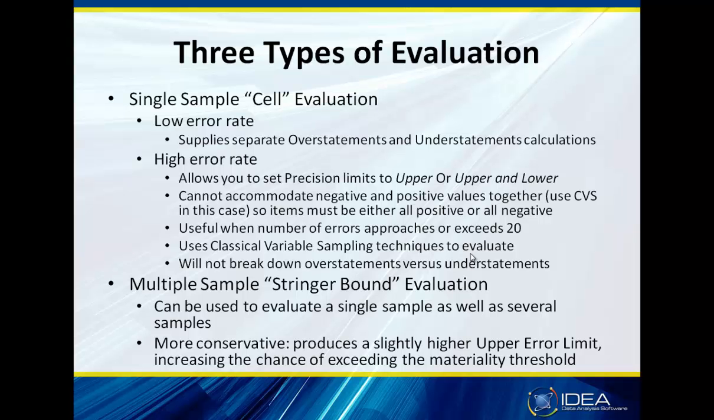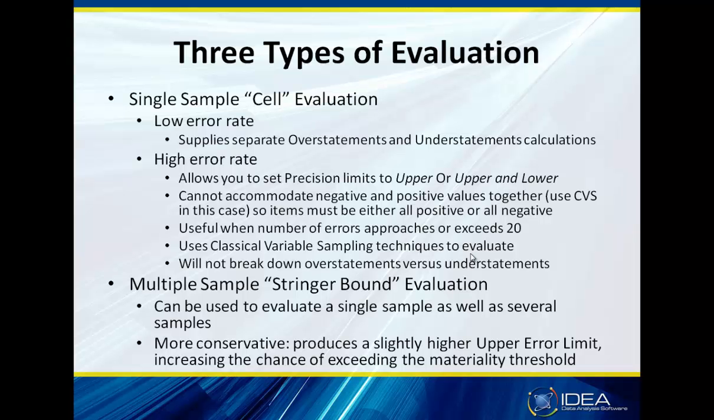The high error rate, as I mentioned before, cannot accommodate negative and positive values together. So items must be either all positive or all negative, or otherwise, if there's high error rate, we'd have to use classical variable sampling in this case. The high error rate is useful when the number of errors approaches or exceeds 20. And classical variable sampling is very much related to this because those techniques are used to do the evaluation. Another limitation of this one is it will not break down overstatements versus understatements.